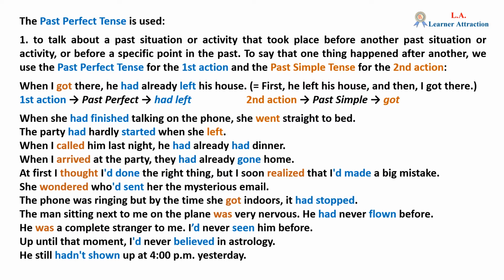At first I thought I'd done the right thing, but I soon realized that I'd made a big mistake. She wondered who'd sent her the mysterious email. The phone was ringing, but by the time she got indoors, it had stopped. The man sitting next to me on the plane was very nervous. He had never flown before. He was a complete stranger to me. I'd never seen him before. Up until that moment, I'd never believed in astrology. He still hadn't shown up at 4 p.m. yesterday.